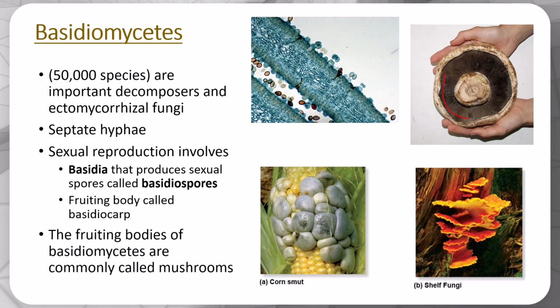They have septate hyphae, and when they do sexual reproduction, they're commonly called club fungi because they have these little club-like basidia here that produce a basidiospore, and then their fruiting body is called a basidiocarp.